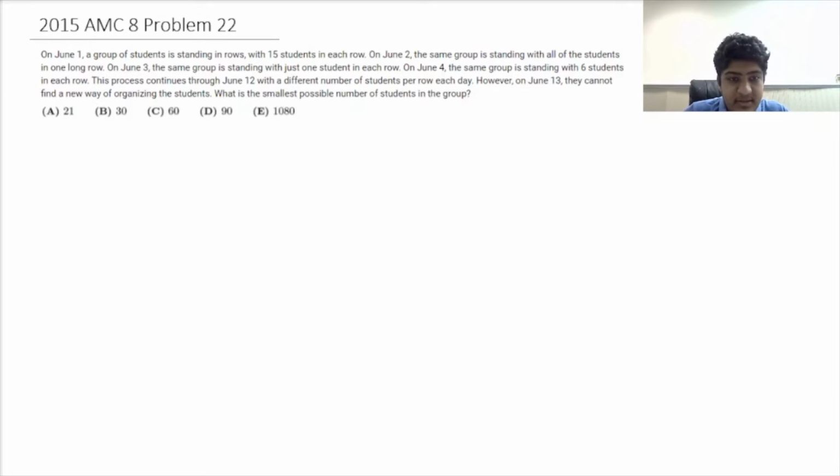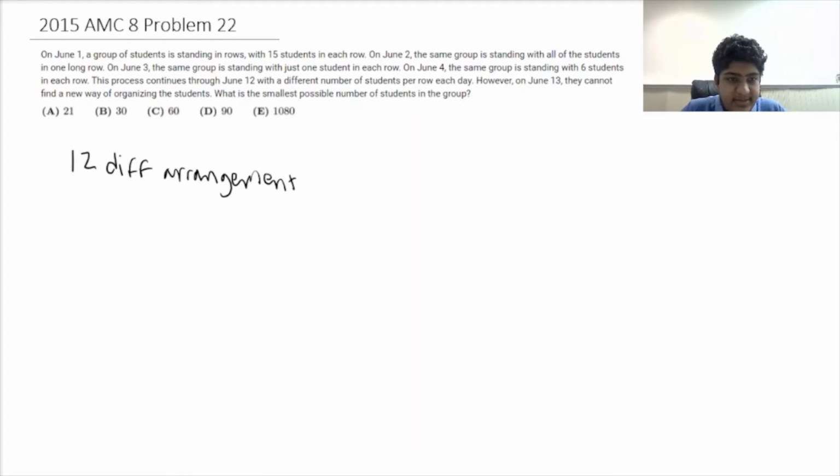So let's first find the number of different students per row each day. That's just going to be the number of days from June 1st to June 12th, which is just 12 different arrangements. And the key idea here is to notice that since the students are standing in rows, they're standing in a rectangular formation with a constant area, because there's the same number of students. And what this means is that every single arrangement is just a factor pair of the total number of students.